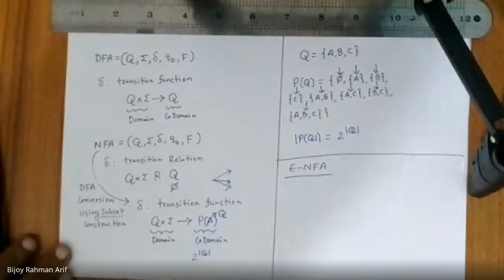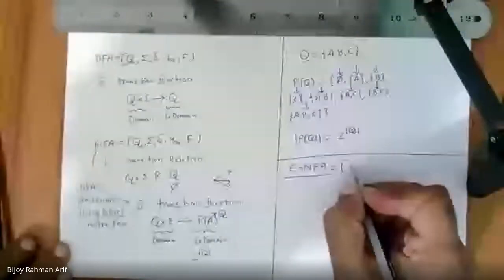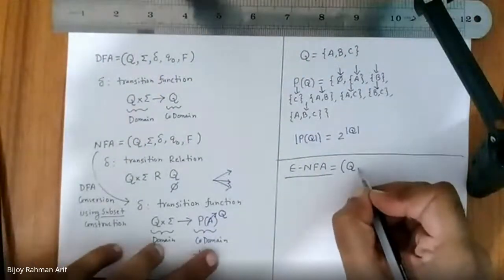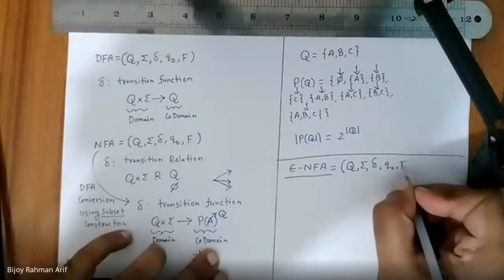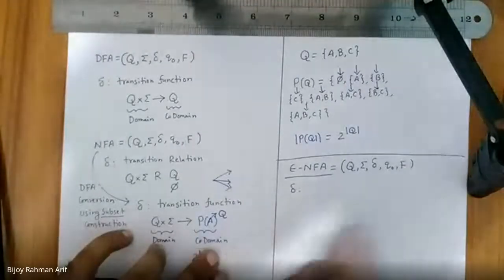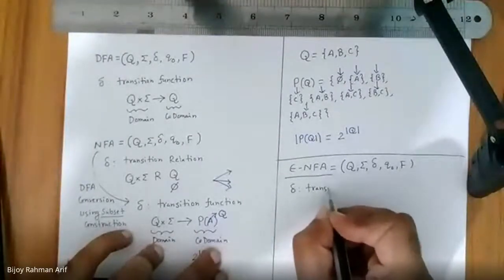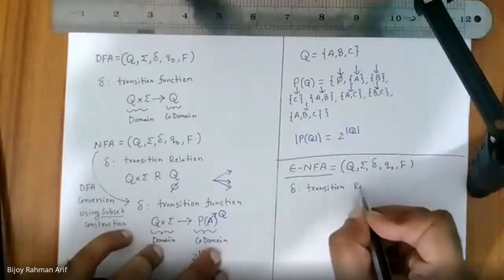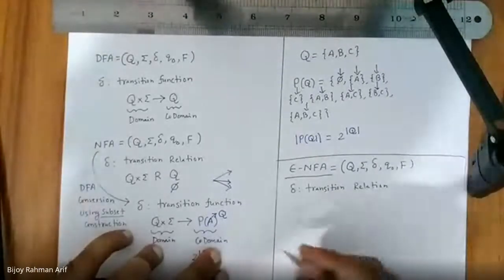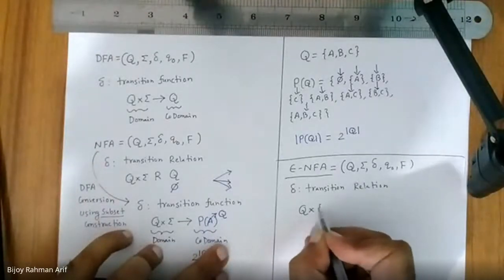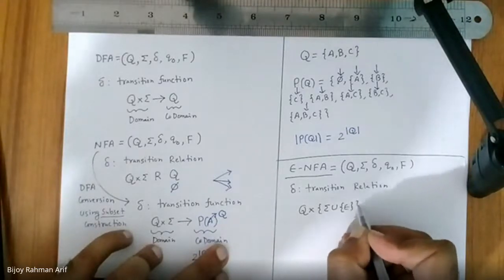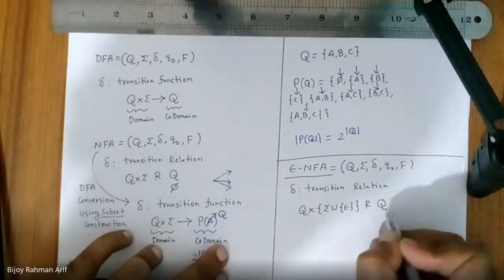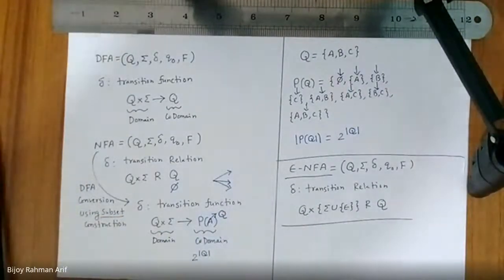Now let's come to epsilon NFA. So what is epsilon NFA? In epsilon NFA, there is no problem with Q. There is no problem with sigma. There is no problem with delta, Q naught, F. But this delta is defined differently. This transition relation would be defined this way: Q cross sigma union epsilon. It is related to Q. So this is the definition of epsilon NFA.